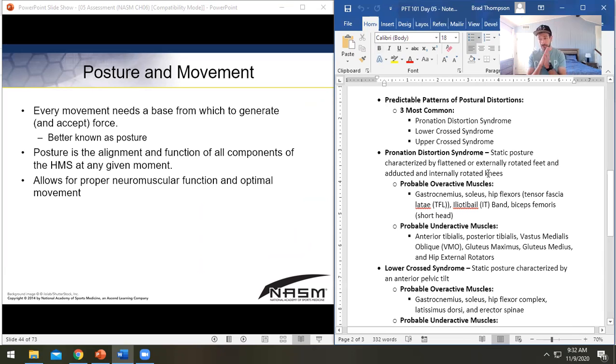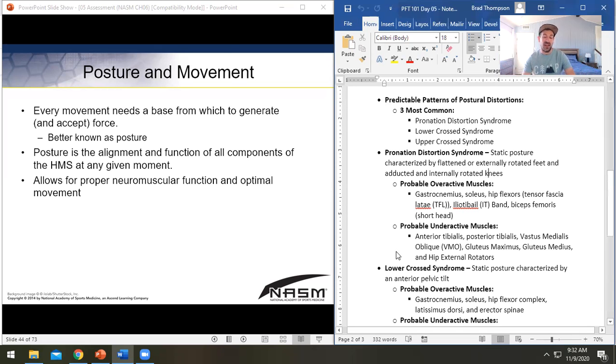So posture, by definition, right? Every movement that you make every day has to have some sort of base of support from which your movement is starting. That is actually what we call, the technical definition of posture, right? It's the alignment of your body where it can move ideally.